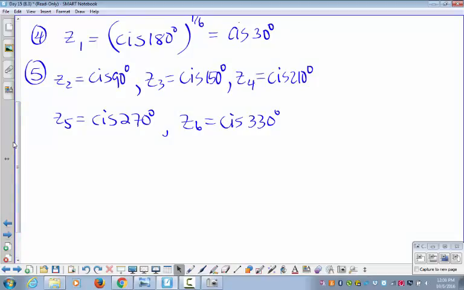And our final step is to convert back. Now, in a case like this, those angles are all multiples of 30, so we can find exact answers. We don't need to type it into the calculator and round to 2 decimal places. So we'll do it exact here. So Z1, cosine of 30 plus I sine of 30. So that's root 3 over 2 plus 1/2 I.